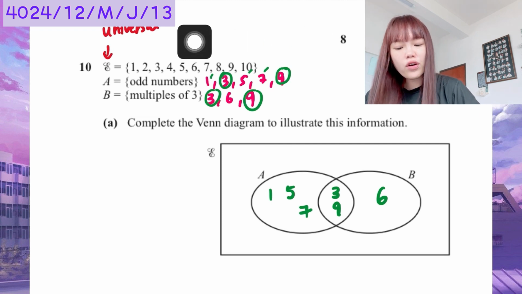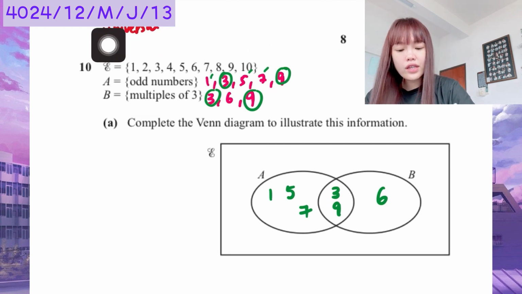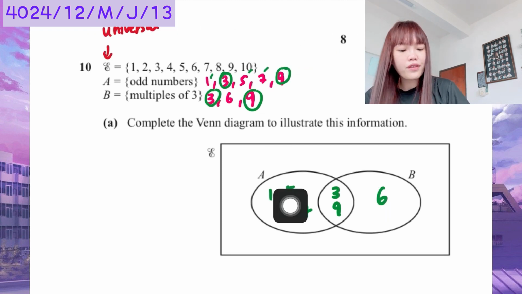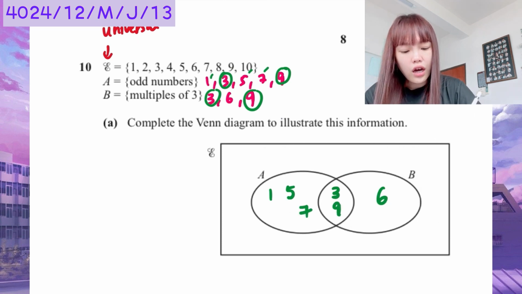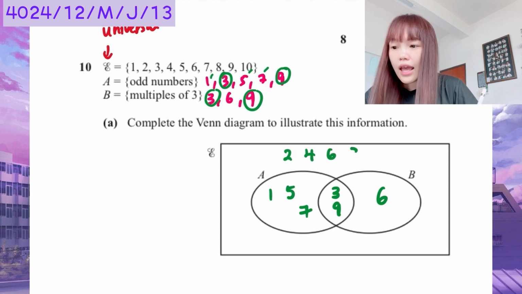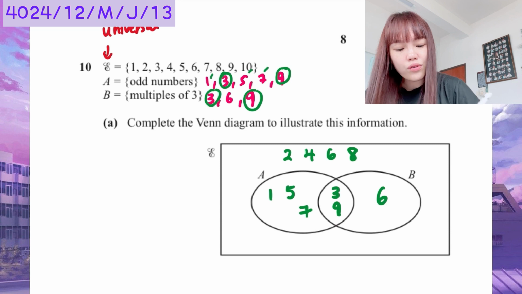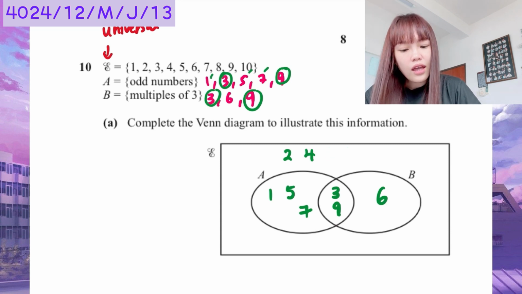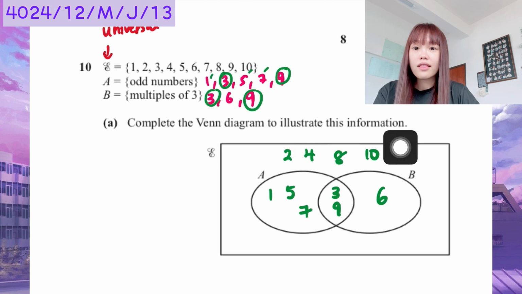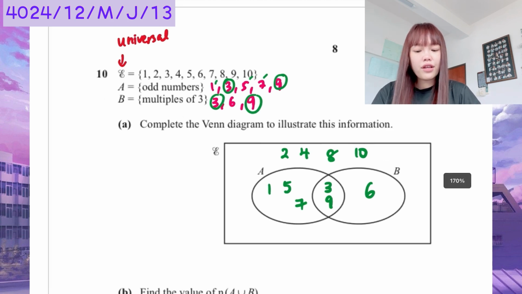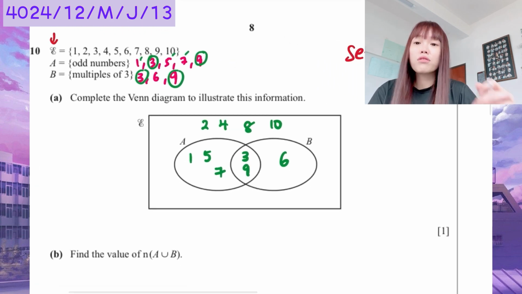Okay, and then now you focus on the universal. Whatever number is left that is not written down goes outside. Which is 2, 4, 6. 6 is already there, so not 6. And 8, 10. Okay, double check our answer. 1 is here, 2, 3, 4, 5, 6, 7, 8, 9, 10. Okay, so we have already illustrated it. This one is 1 mark also.